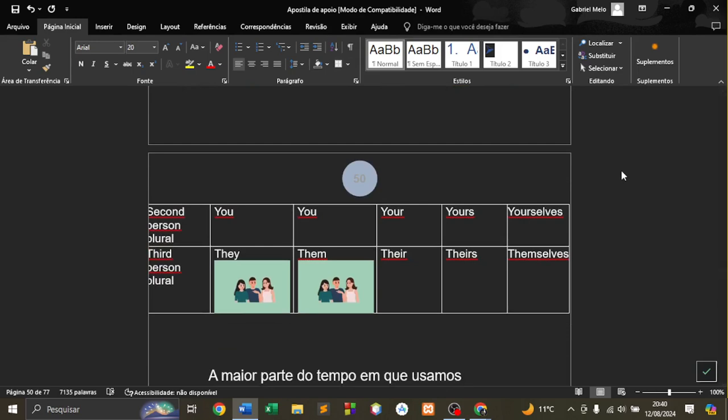Seria seu também, não? Seu. Às vezes as pessoas falam, é seus. Não, não é seus, é seu. O your, ele é plural e singular ao mesmo tempo. Ele vale para os dois. Ele é yours aí, justamente porque aí é um pronome, não um adjetivo, entendeu?